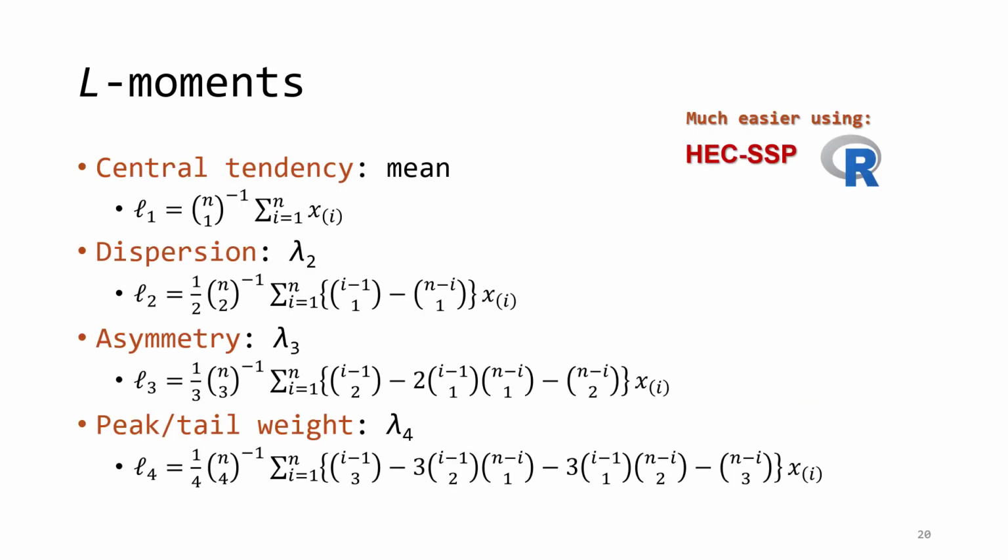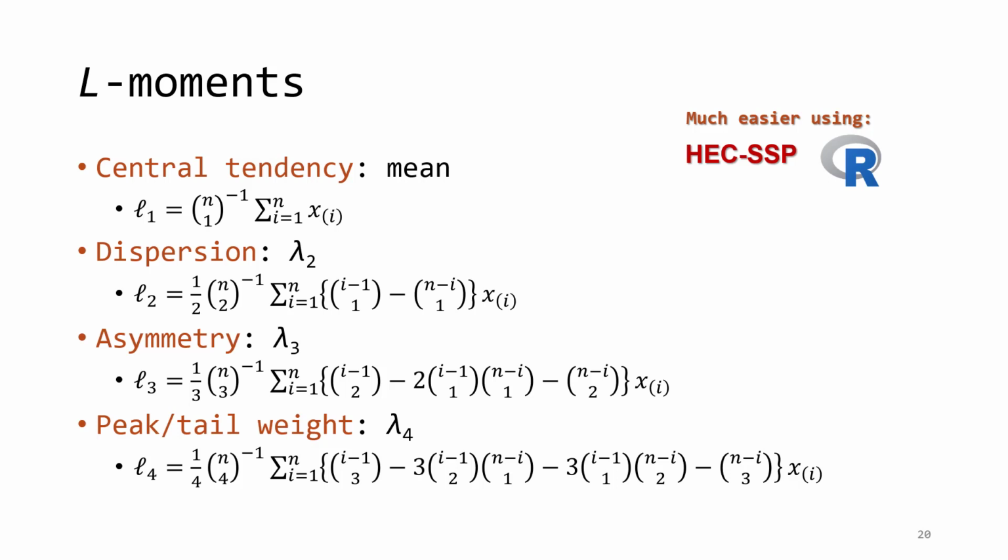Here are the equations for the first 4 L moments. Libraries in R are available for computing the sample L moments, and HEC SSP can use L moments in its distribution fitting analysis. This makes computation much easier. The first L moment is the same as the product moment, and it's the mean, and it's computed the exact same way. The second L moment is where it changes from product moments.